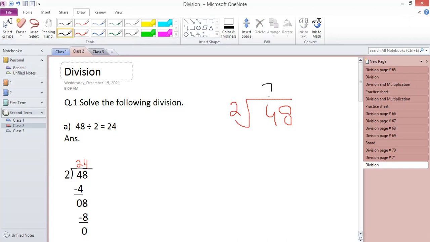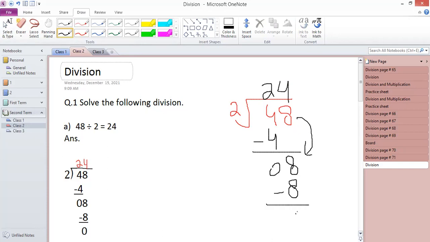4 divided by 2 is 2. Then 2 2s are 4. 4 minus 4, 0. Now put 8 down. 8 divided by 2, 4. 2 4s are 8. And 8 minus 8, 0. So 48 divided by 2 is 24. Is it clear, guys? Yes, sir. Very good. Complete it in your notebook, guys.